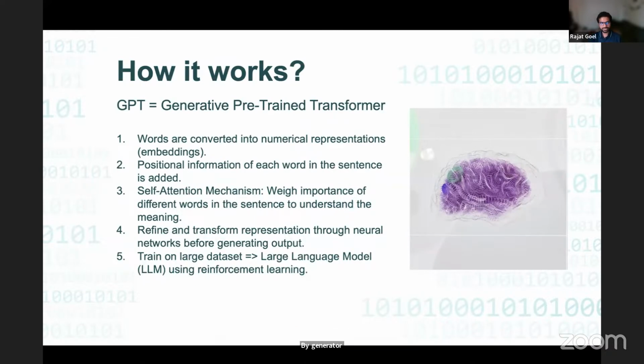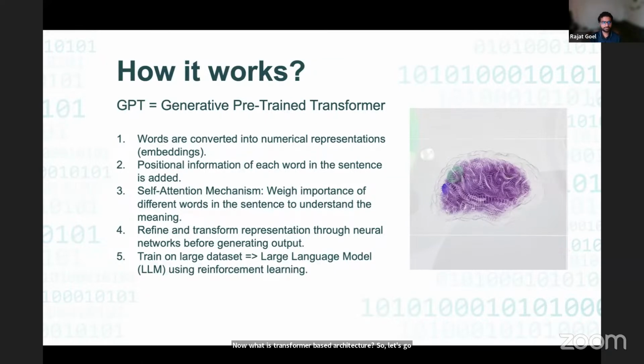Let's get a bit technical about how it works. I want to give you an overview of how GPT or ChatGPT works. GPT stands for Generative Pre-trained Transformer. So it's a pre-trained model which is generative in nature, and it is based on transformer-based architecture. Now, what is transformer-based architecture? Let's go step by step.